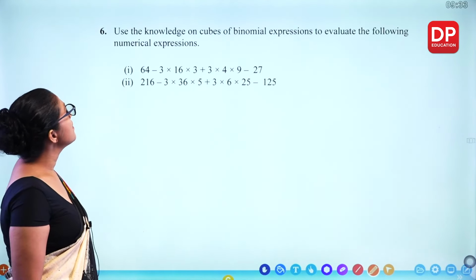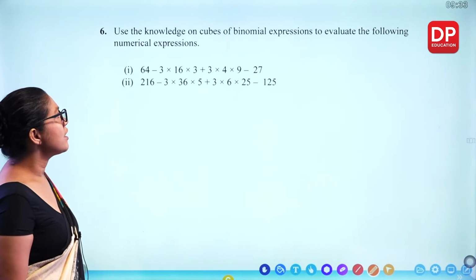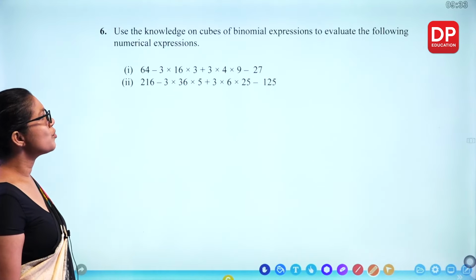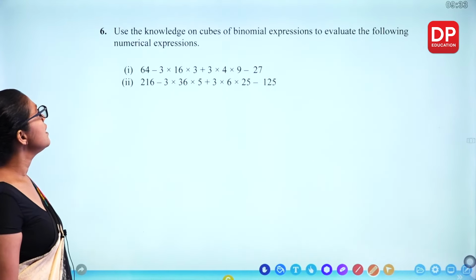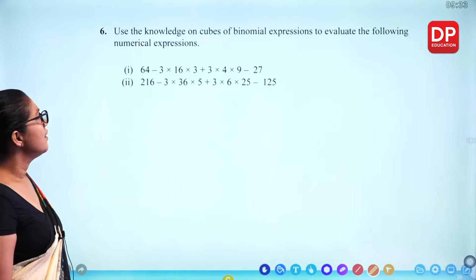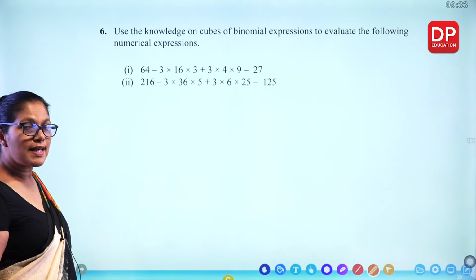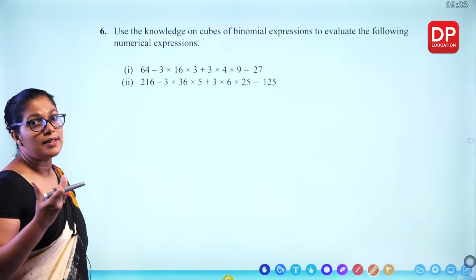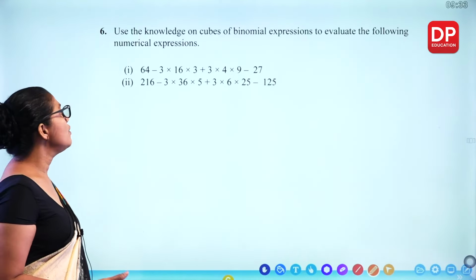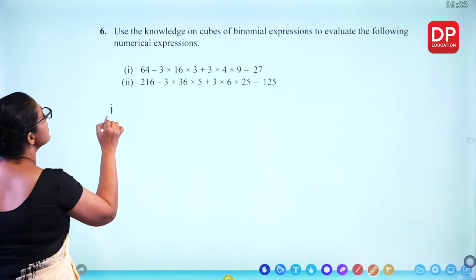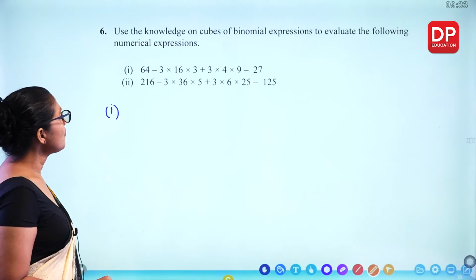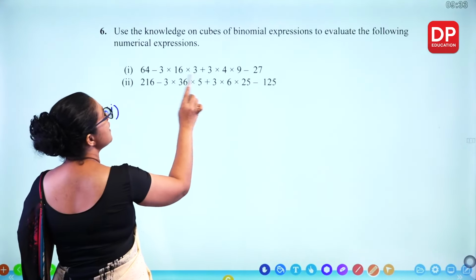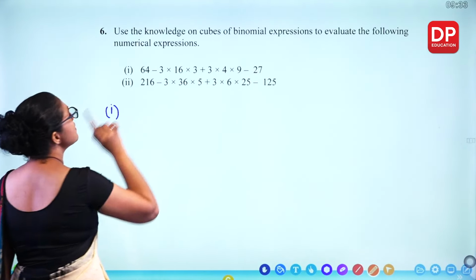Now look at question number 6. Use the knowledge on cubes of binomial expressions to evaluate the following numerical expressions. So the expanded form is given. If you can figure out the other one, the cube form, easily you can do it. First, look at the first one. 4 terms, 3 and 3 here. This is the last term and this is the first term.